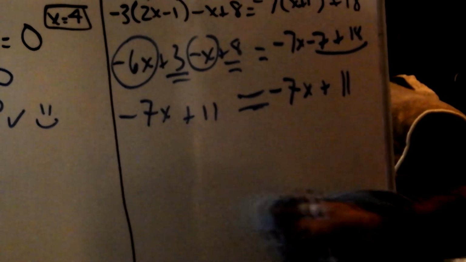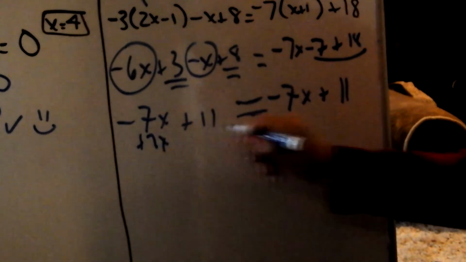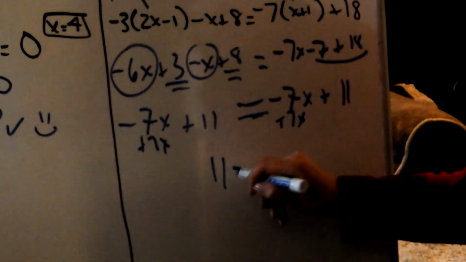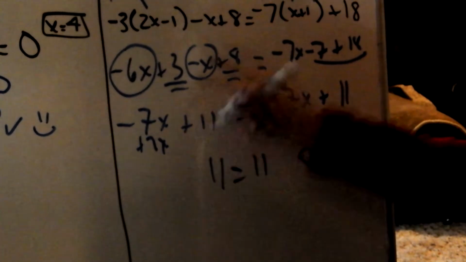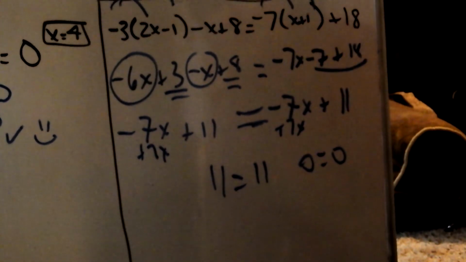If we solve this more and we kept going, like added 7x to both sides, you're going to get a true statement like 11 does equal 11 or 0 does equal 0, which means any real number works for x. You can pick whatever you want.